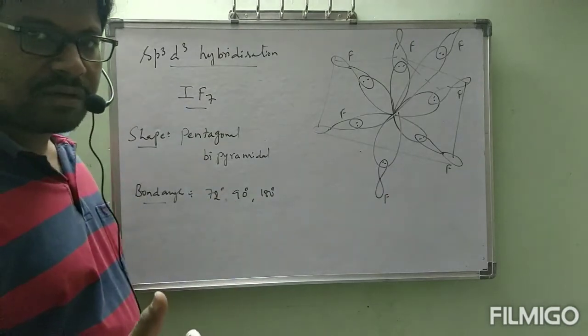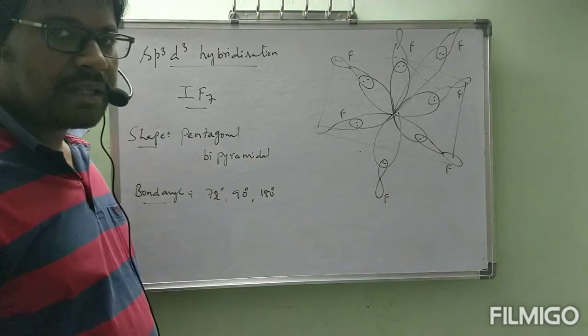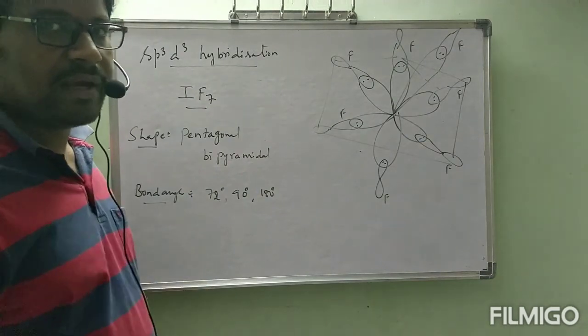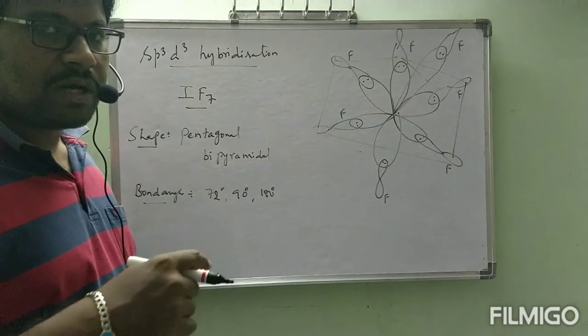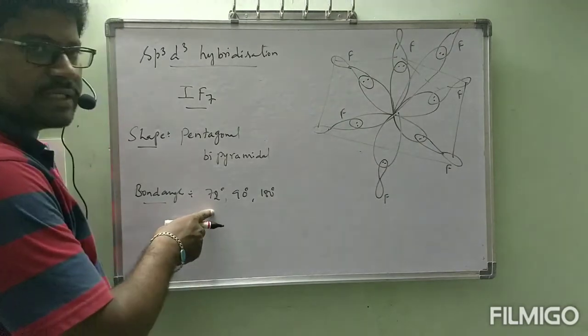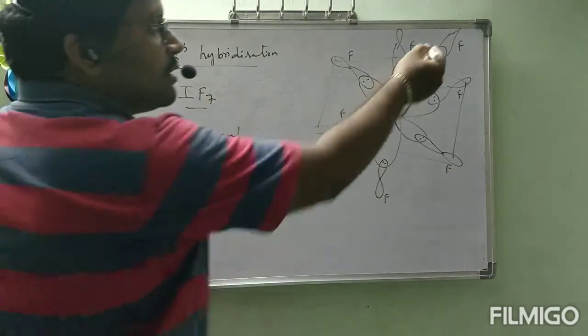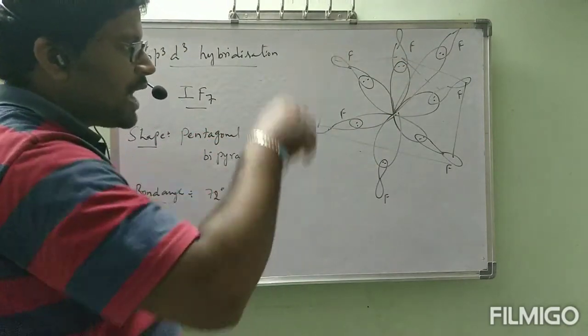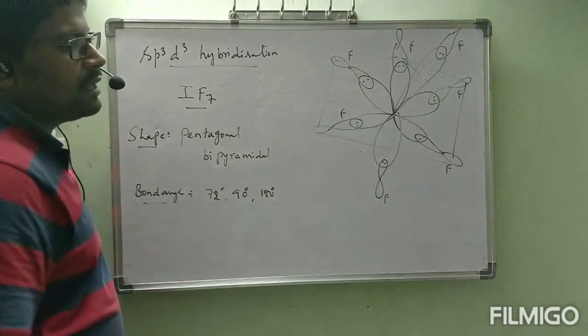Those are called equatorial bonds. 1 will be above the plane, another one will be below the plane. Those are called axial bonds. 2 axial bonds, 5 equatorial bonds. Between equatorial bond and equatorial bond, bond angle is 72 degrees. Between axial bond and equatorial bond, bond angle is 90 degrees. Between 2 axial bonds, bond angle is 180.